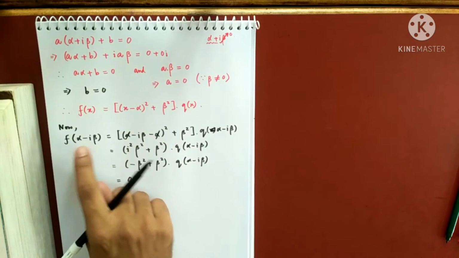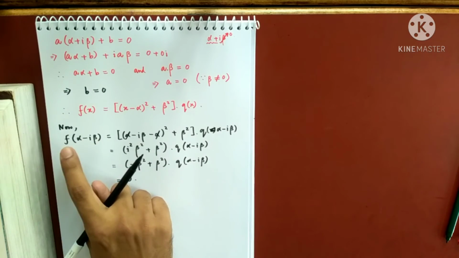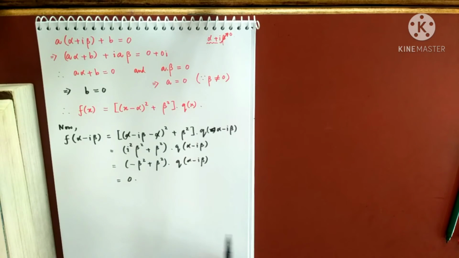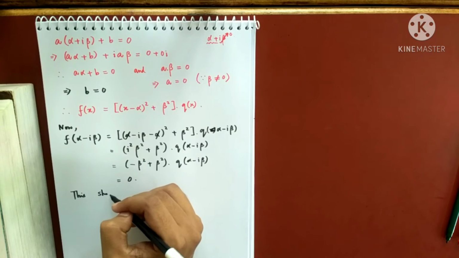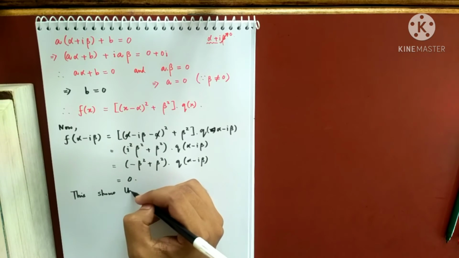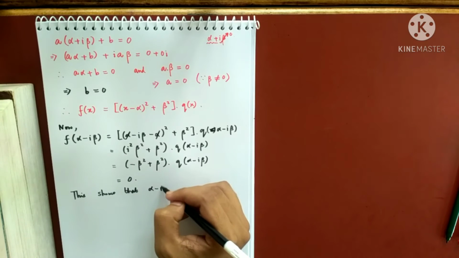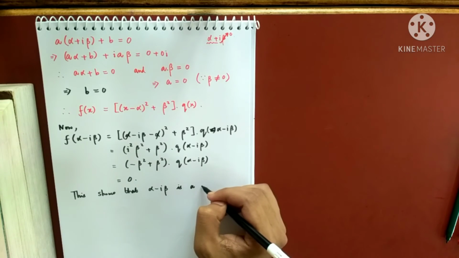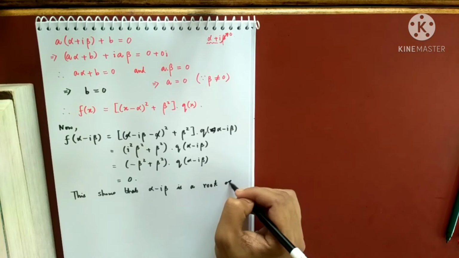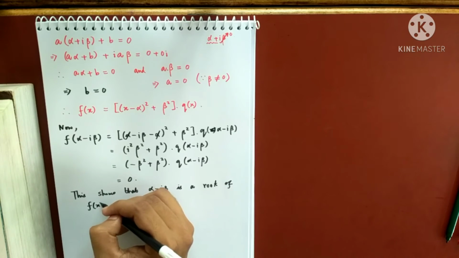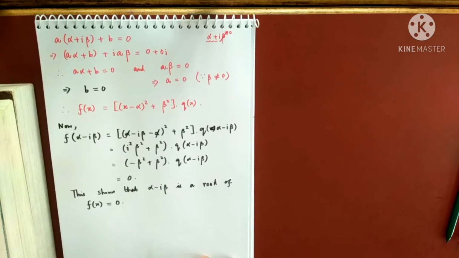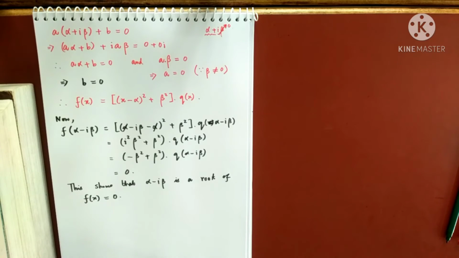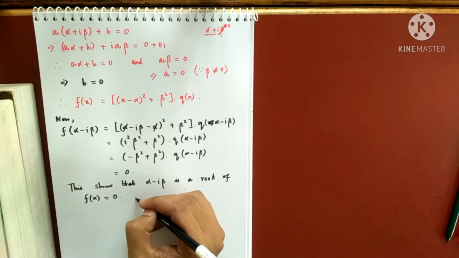See, I have proved that alpha minus i beta satisfies the equation f(x) = 0. So this shows that alpha minus i beta is a root of f(x) = 0, and this completes the proof, because that is what I was supposed to prove: assuming that alpha plus i beta is a root, we have proved that alpha minus i beta is also a root. Okay, so this completes the proof.